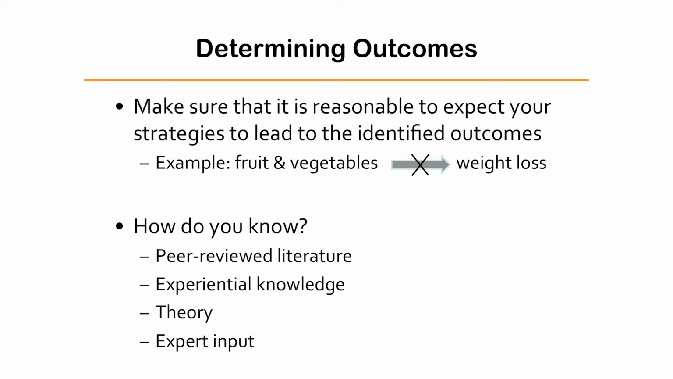And if you think about the logic model that I just had up there, that weight loss or obesity rates wasn't up there. But how do you know? How do you know what's reasonable to expect? So for us in public health, a really important resource is peer-reviewed literature. And this basically means articles that are published in academic journals that have been through a rigorous review process. Another important resource is experiential or practice-based knowledge, theory, and expert input.